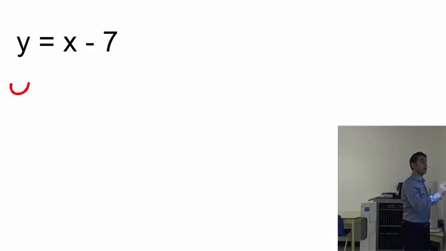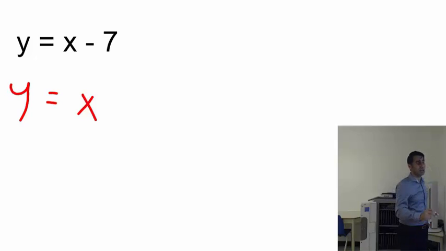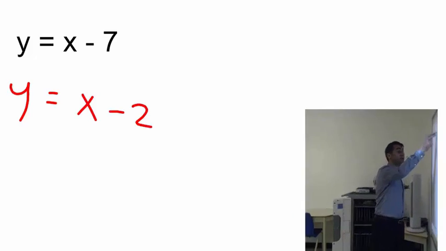Over here, y equals, you got to have the same slope, right? X, and then, I don't know, minus 2. That's how you create another parallel line.